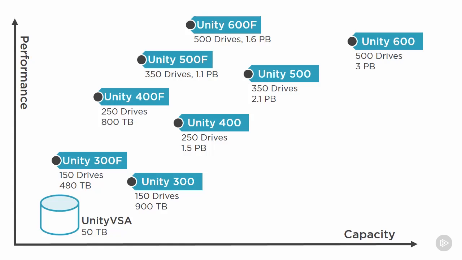So if we move up to the Unity 400, we'll see that we jump 100 drives. We move to the 500, we jump another 100 drives. But if we move from the 500 to the 600, we jump 150 drives. So the largest Unity that you can purchase is the Unity 600. It will be 500 drives, and you can have in that particular unit a maximum of 3 petabytes worth of data.